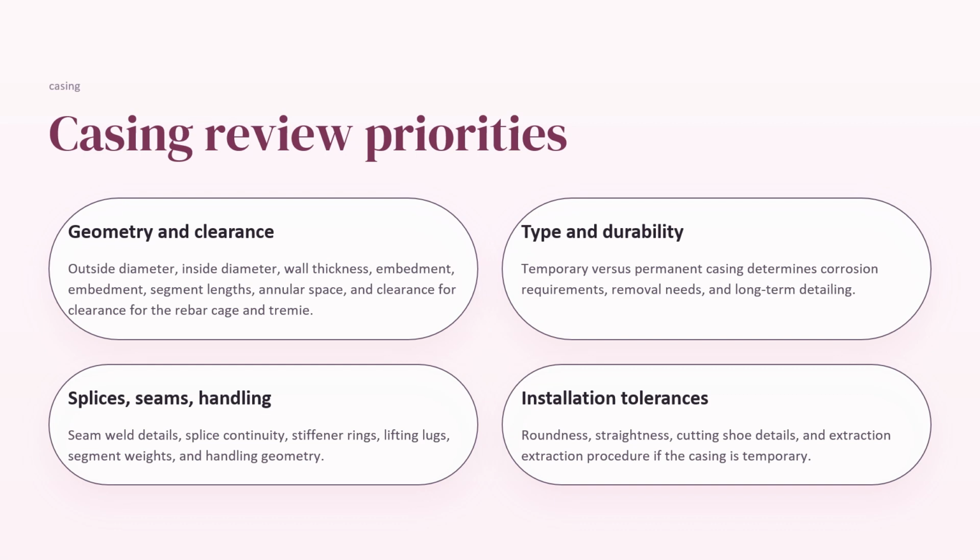So the main items to check: for category geometry, you need to check diameter, thickness, and length. For category fabrication, you need to check segment lengths, seams, splices. For welding, you need to check WPS, weld sizes, and qualifications. For handling, you need to check lugs, weights, and stiffeners. For installation, you need to check the cutting shoes and extraction procedure. For coordination, you need to check rebar cage and tremie fit. For certification, you need to check if MTR, welding, and coatings are provided or not.